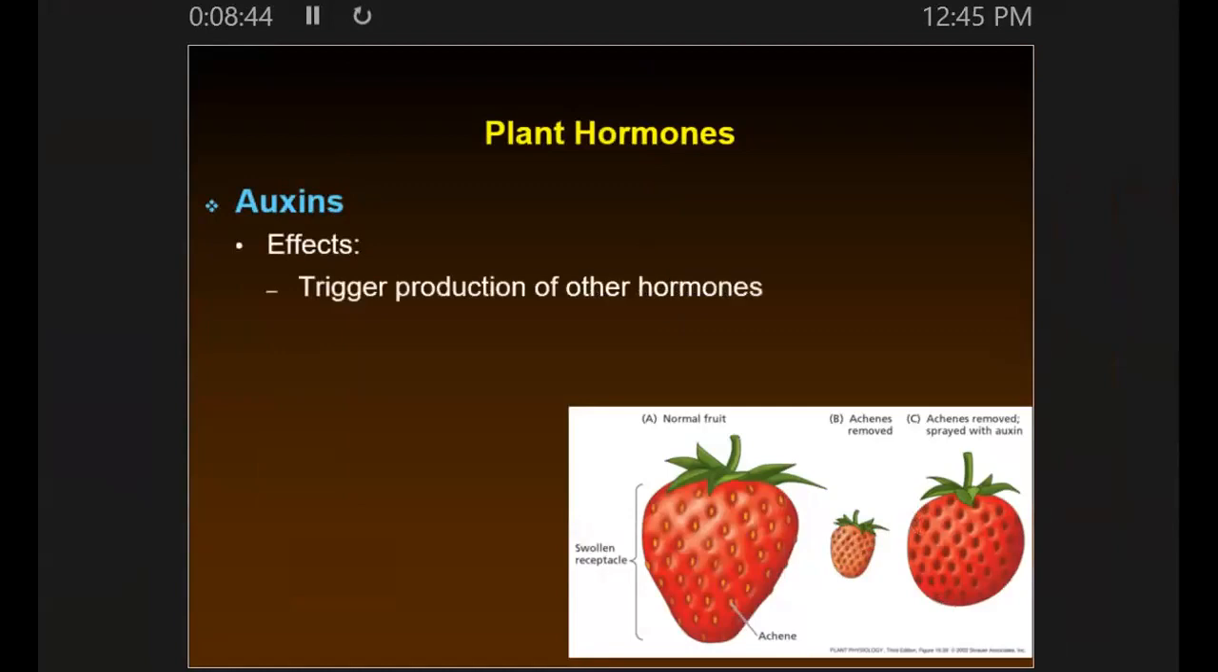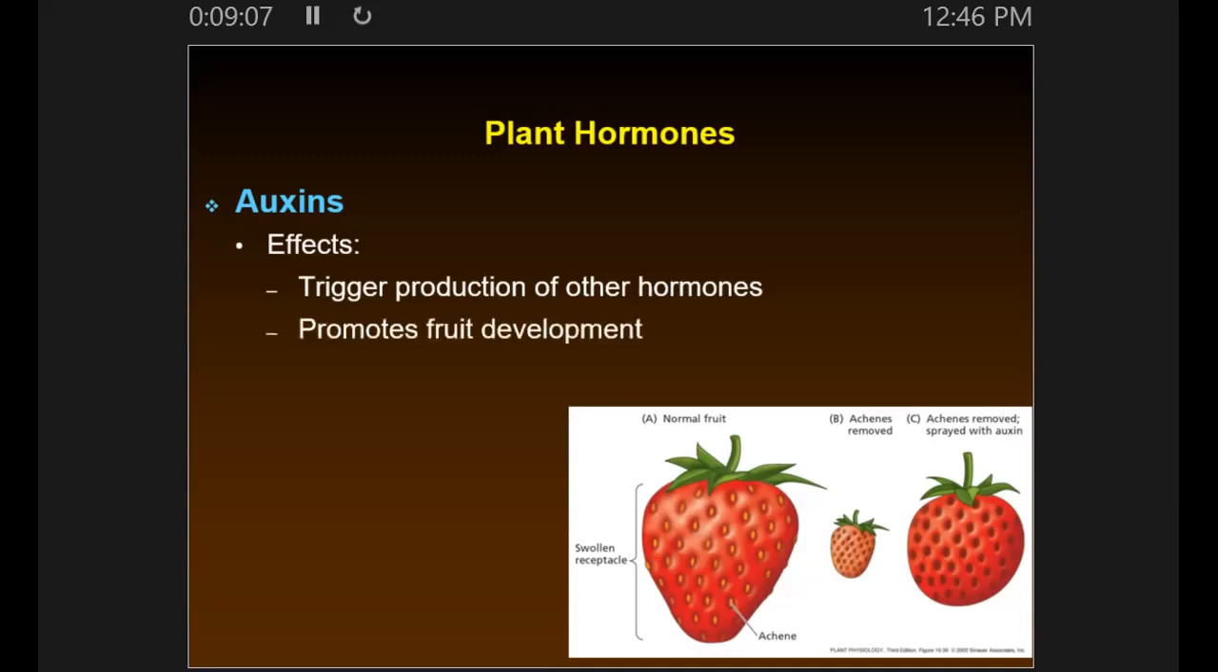So they have many effects. I can't go into everything, but they are kind of like a master hormone in some respect because they can control the production of other hormones. So they can interact with, okay, we need this other hormone up and running as well in order to get some development to occur. Right? So they can trigger the production of other hormones.